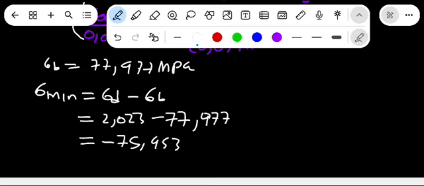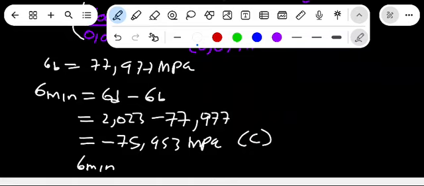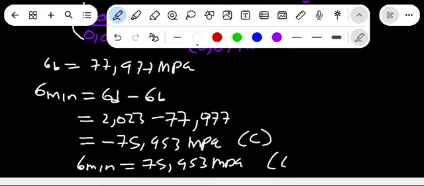Punching this, you'll obtain, since they said we should determine even the nature, negative 75.953 megapascal. Since it's negative, that means this is compressive, so this would be 75.953 megapascal. This is simply the compressive stress.